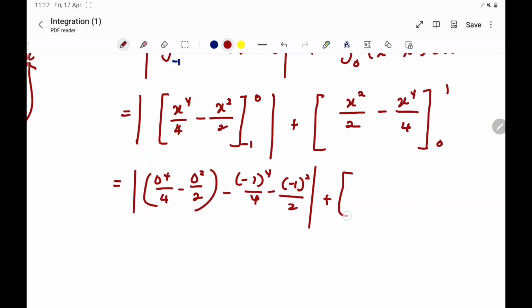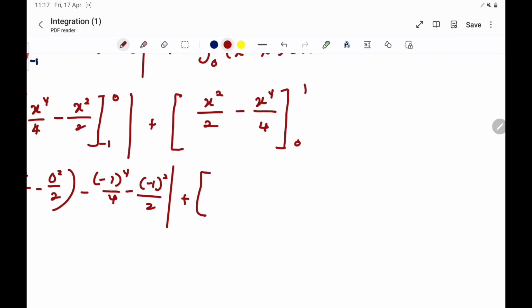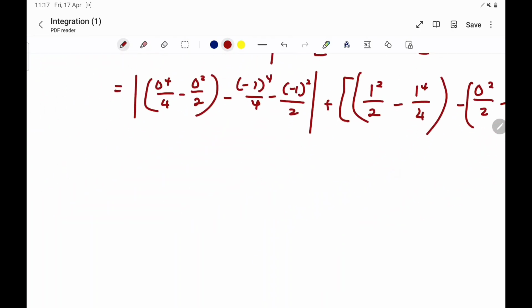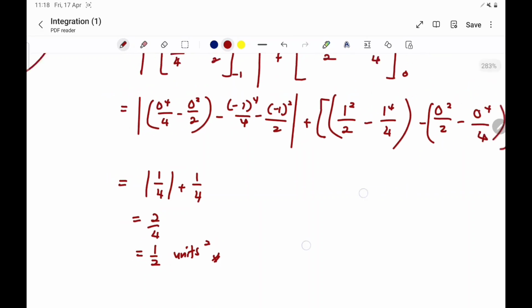Plus, here you have 1 to the power of 2 divided by 2 minus 1 to the power of 4 divided by 4, minus 0 to the power of 2 divided by 2 minus 0 to the power of 4 divided by 4. So you calculate this until you get the final answer. Here is equal to 1 over 4, modulus 1 over 4 plus 1 over 4. So you'll get 2 over 4. So the final answer is 1 over 2 unit square. So this is how you find the total area bounded by the curve.